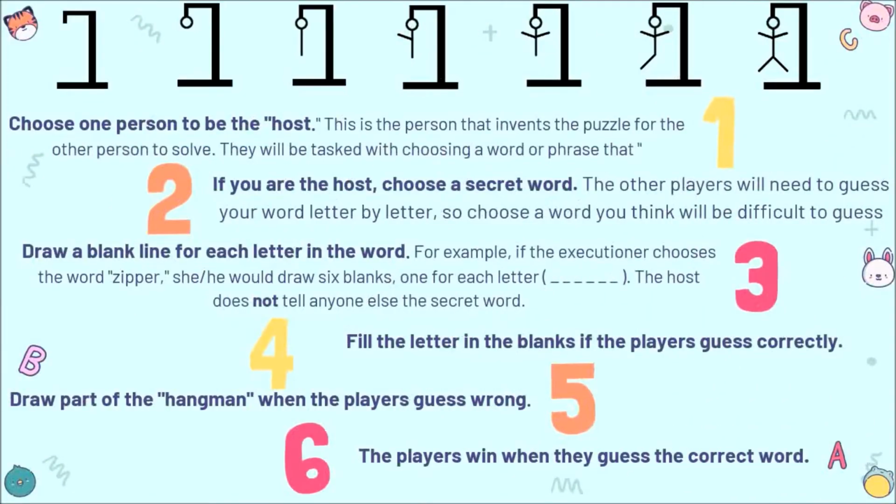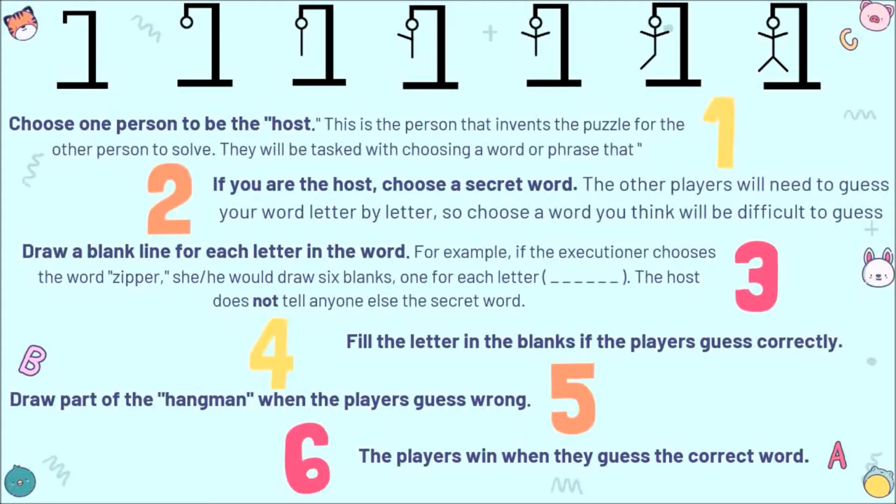The next is how to play Hangman games. At the first is choose one person to be the host. This is the person that invents the puzzle for the other person to solve. They will be tasked with choosing a word or phrase.